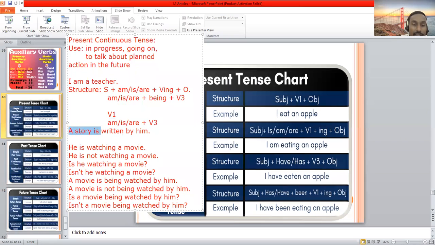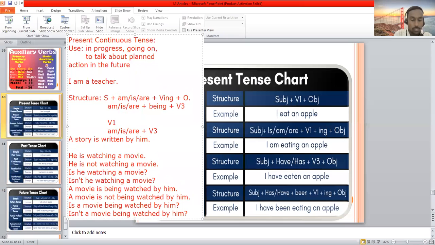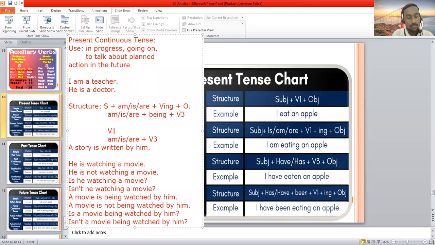Now, why am I giving this here also? Because you should not get confused with am is are only. So therefore, I'm giving examples once again here also. Like: I am a teacher. He is a doctor. They are friends. You will find am is are used here also.